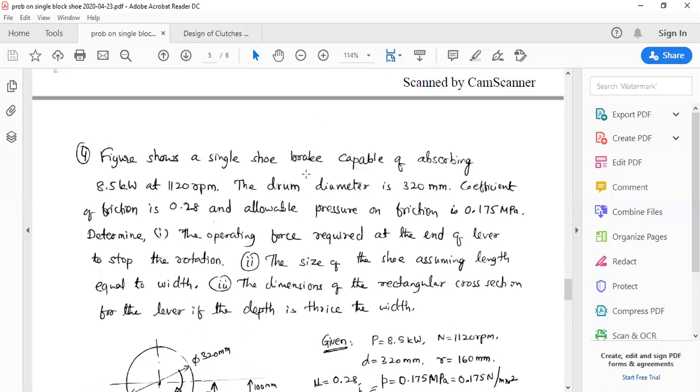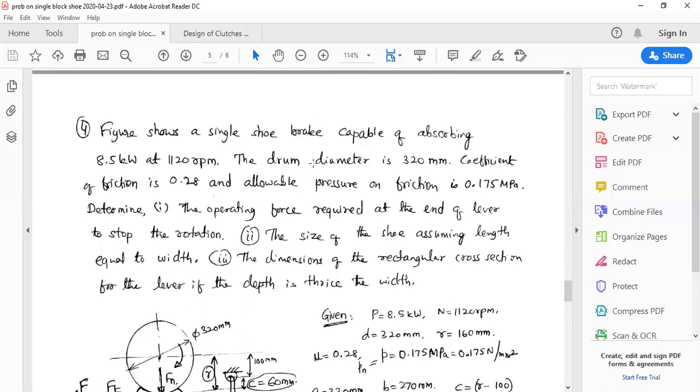Hello, dear students. Welcome to the session Problems on Single Block Brake or Single Shoe Brake. In the previous session, we discussed some of the problems on the single block brake. And here, in this problem, in addition to the determination of operating force, there are some new parameters that we have to calculate.